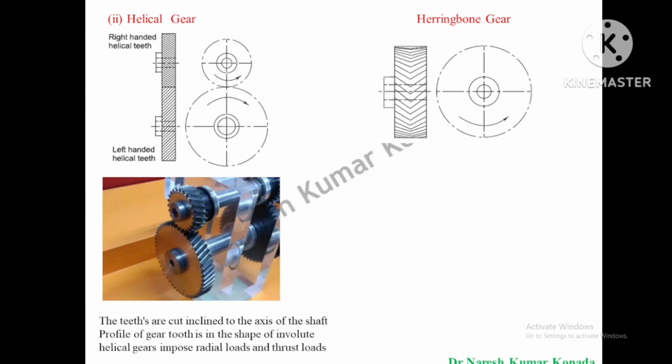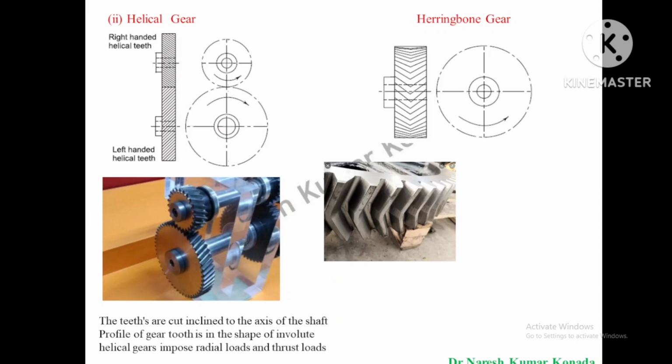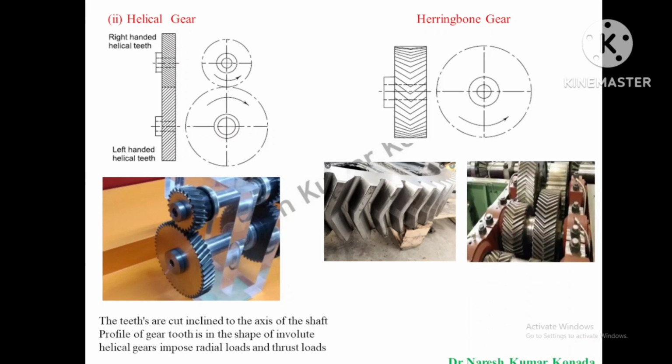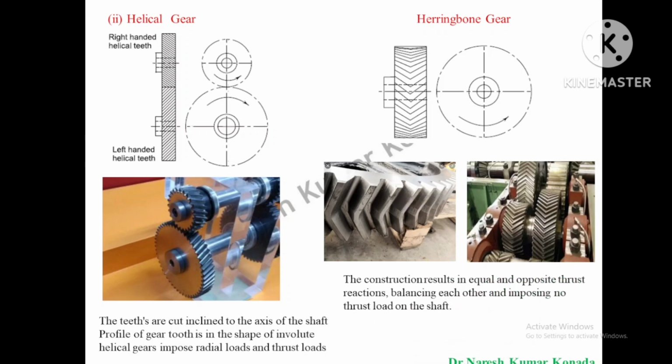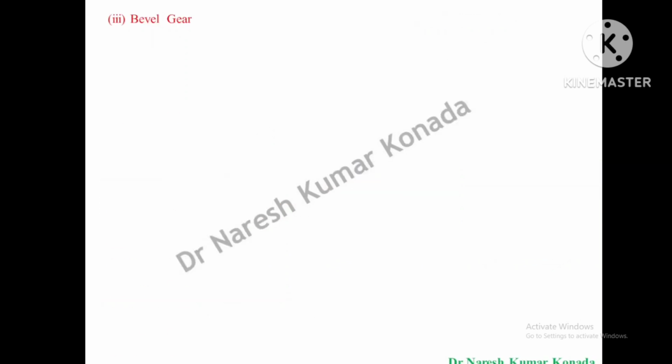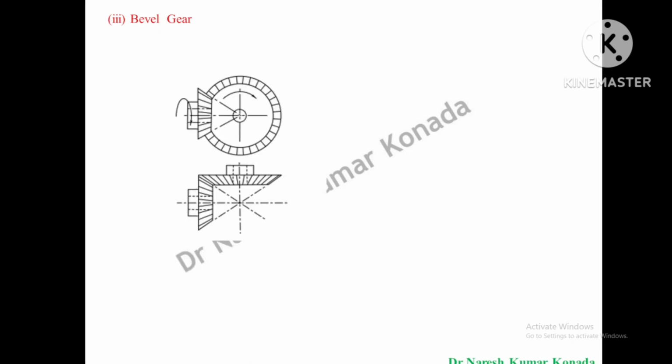This is the sub-classification of the helical gear, where you will have both right hand teeth as well as left hand teeth in a single gear. We call it a herringbone gear. You can see this construction. These are generally used for transferring precise motion in industries, for transferring with higher speeds. If you want to transfer such motion, then we can use herringbone gears.